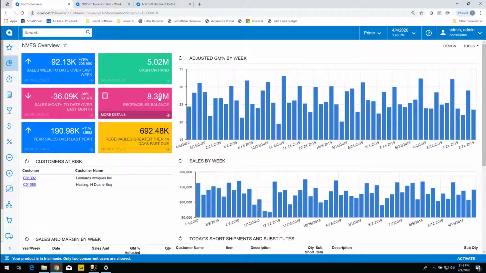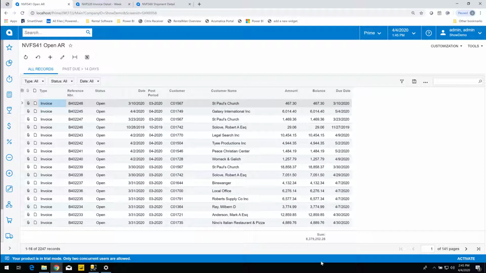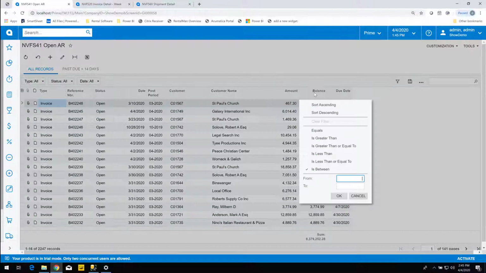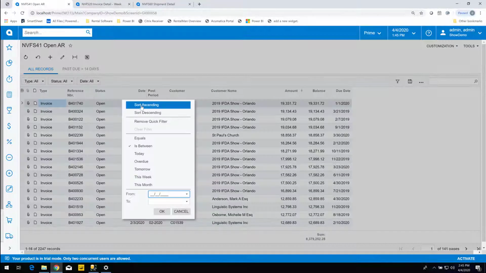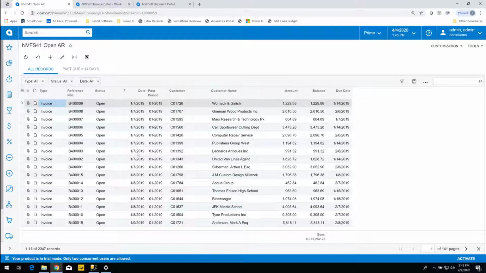On receivables, here's another example. If I have 8 million in receivables and I want to see more details, I can drill into my receivables. That's my balance. I have who the customer is, when it was due. And again, if we want to look at my highest receivables, I'm looking at my highest amount receivables dollar-wise. If I want to look at my oldest receivables, I'm looking at the oldest ones out there.